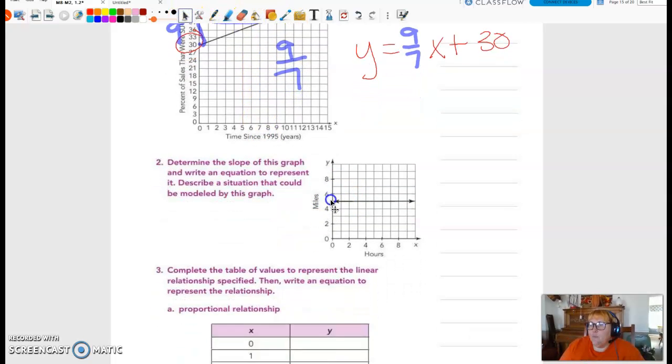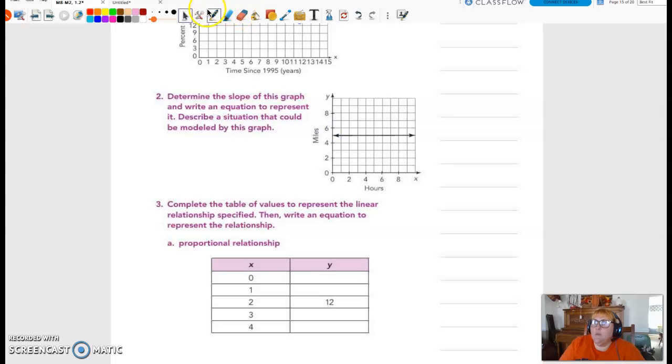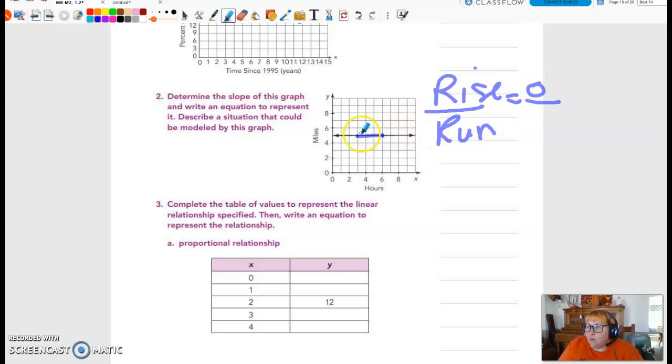Again, pause if you need to. Number 2 says determine the slope of the graph. Now, then write an equation. Slope is rise over run. Do you have any rising? So if I pick 2 points, like here and here, I'm not rising, I'm just connecting them. So my rise would be 0. My run would be 1, 2, 3 blocks. So I get 0. So my slope is 0.